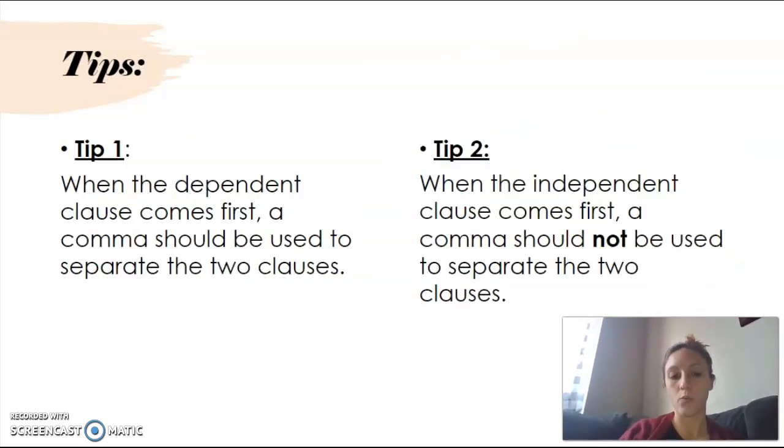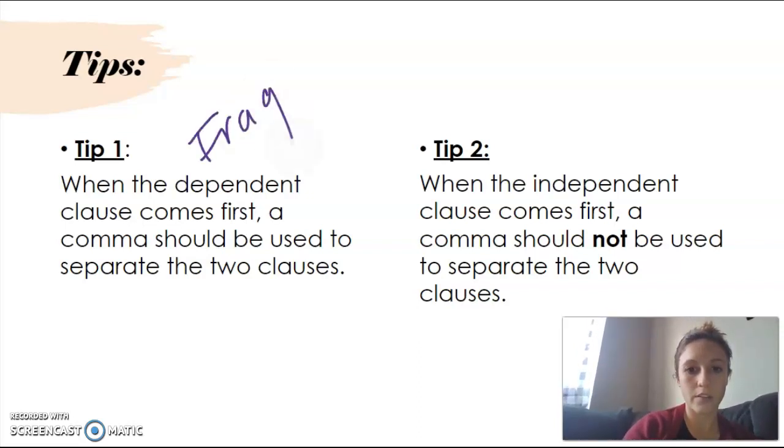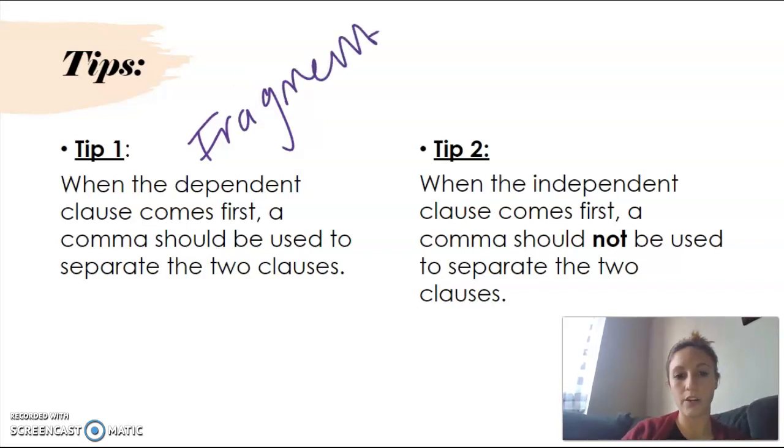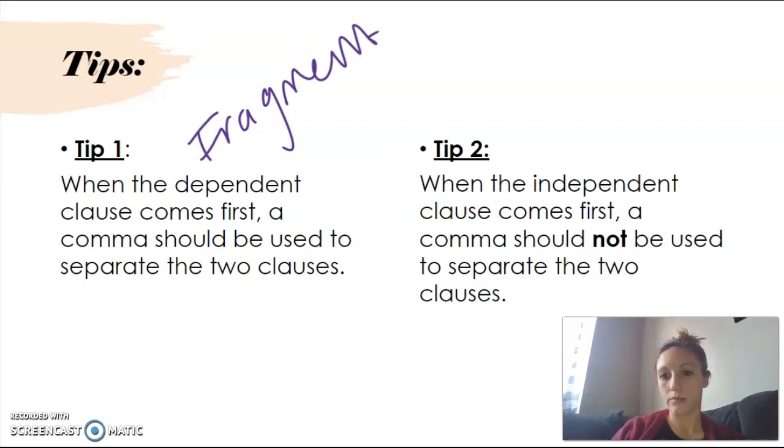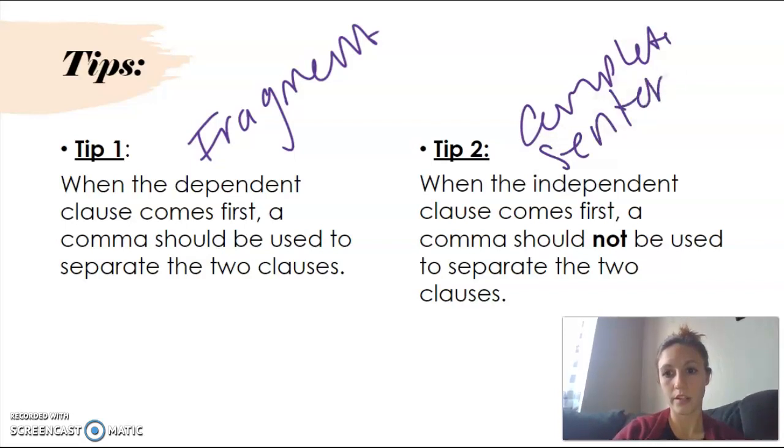So here are two tips for you. One, when the dependent clause is first, when the fragment is first, a comma should be used to separate the two clauses. So you would have fragment, comma, subordinating conjunction, independent clause. Okay? Tip two. When the independent clause comes first, a comma should not be used to separate the two clauses. So you would just have an independent clause, a complete sentence, and then you would have a subordinating conjunction, and then you would have your dependent clause.